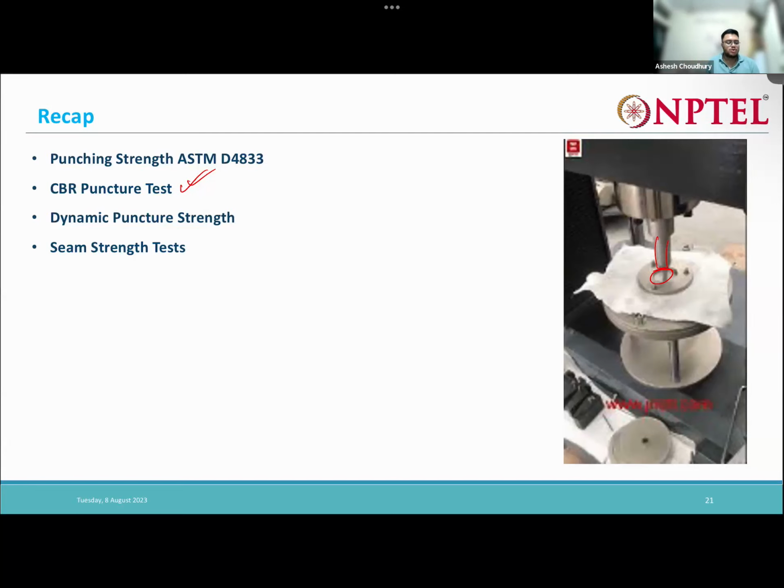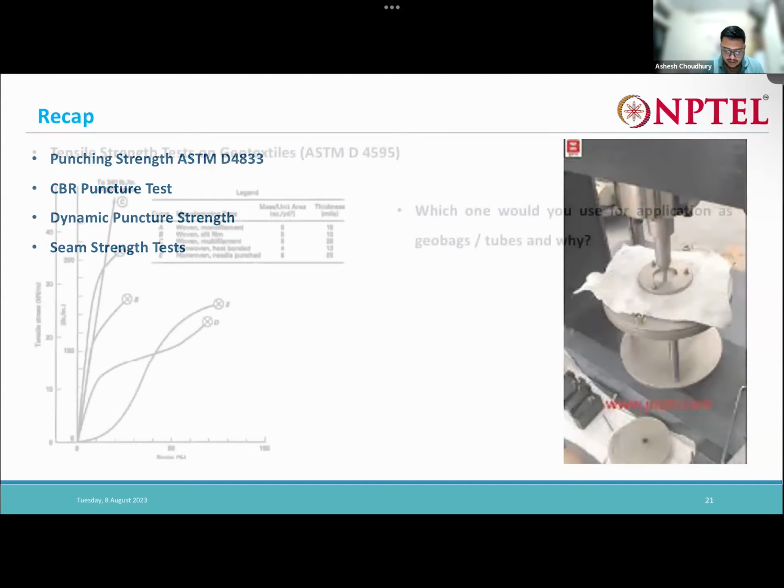One more important thing is the seam strength. What does the seam strength mean? You cannot have a geotextile of infinite length and width, right? There is a predefined specific width of geotextile that comes from the manufacturer, from the factory. So if you have a large area, we need to seam it, we need to stitch the geotextile. The seam strength is nothing but the strength of the seam or the stitching that you are making.